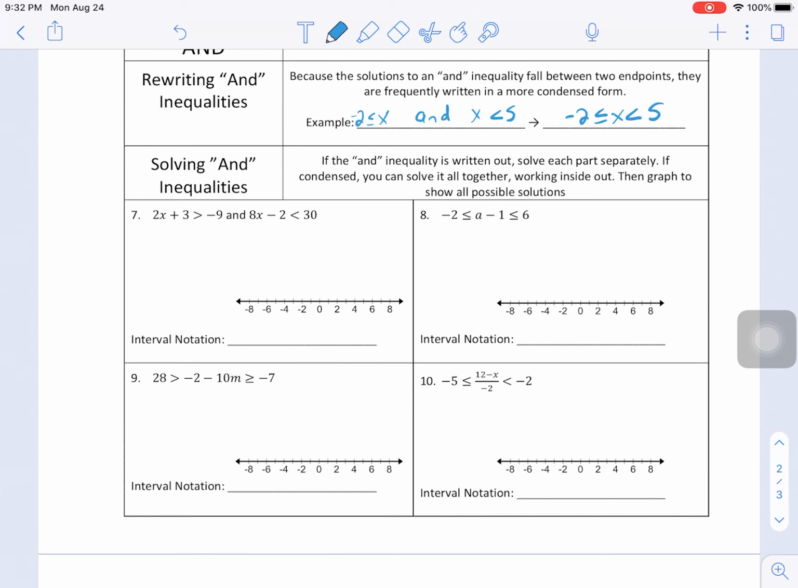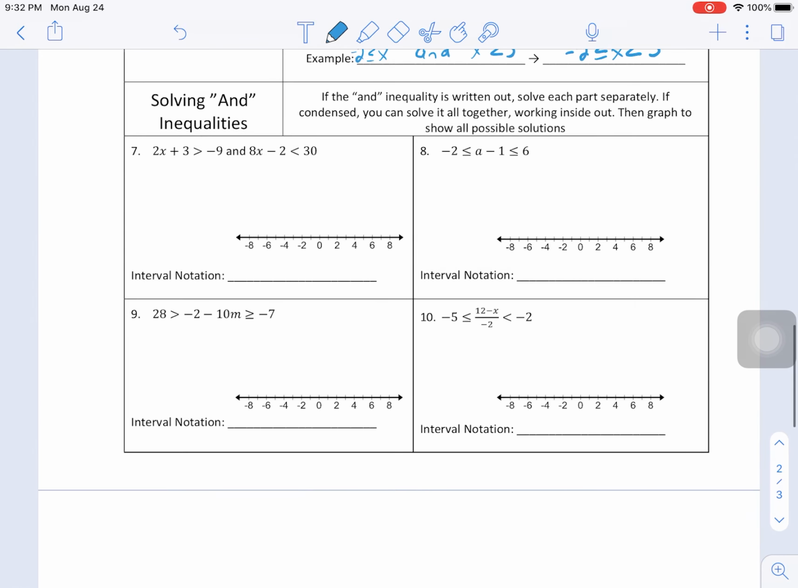Okay, solving AND inequalities. If the AND inequality is written out, solve each part separately. If condensed, you can solve it all together, working inside out. Then graph to show all possible solutions, okay? So you're not usually going to see something like that with the AND, okay? It's usually going to be condensed like these three. So actually, I'm okay if we just skip number 7 and just drive right into number 8.